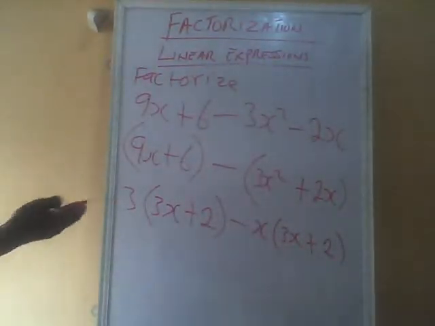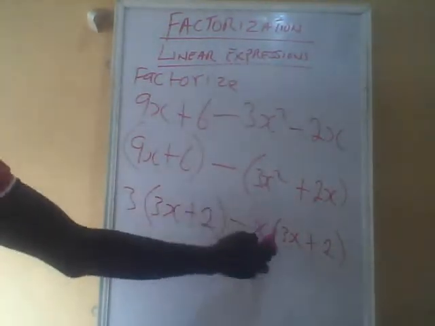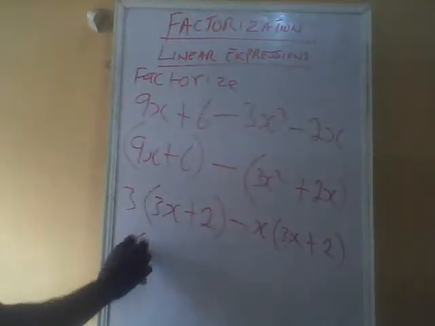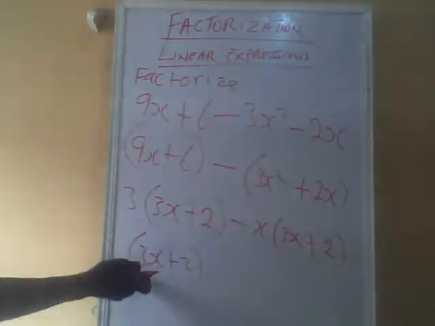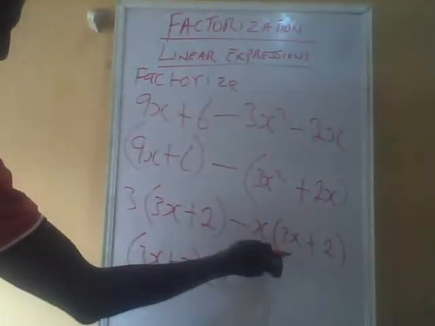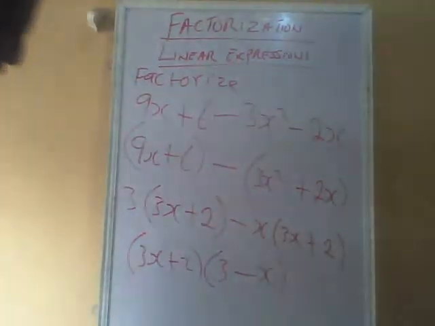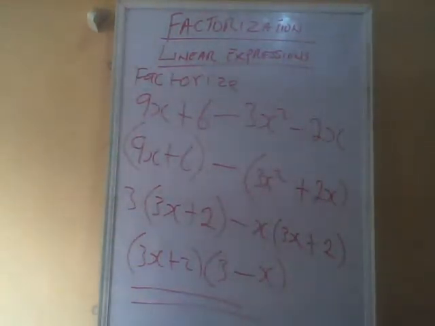So let us now factorize this. 3 bracket 3x plus 2 minus x bracket this. What is the common factor? 3x plus 2 is the common factor. If this divides this, I will have 3 left. Then if this divides this, what do I have? Minus x left. This is the factorization of this kind.